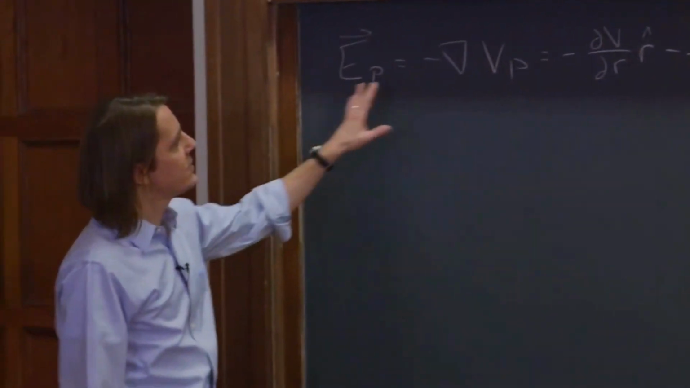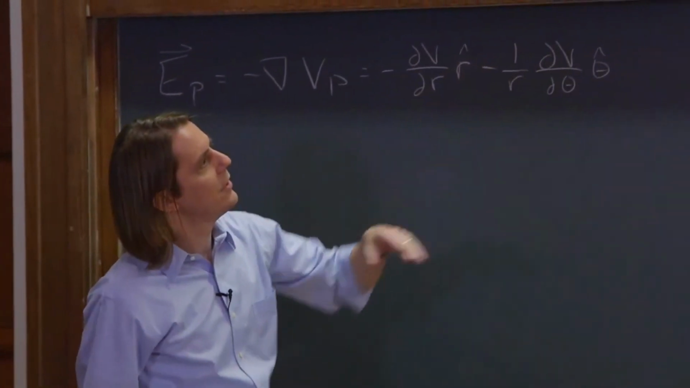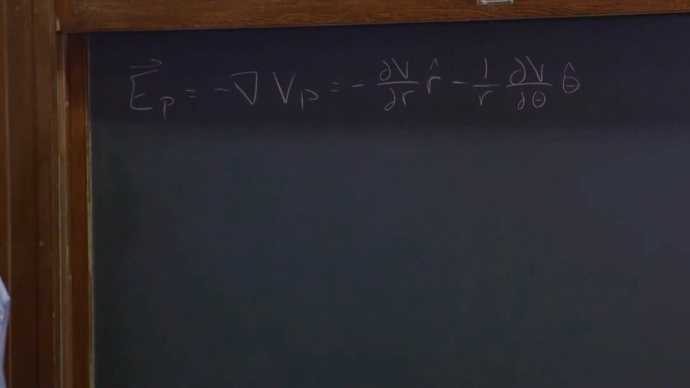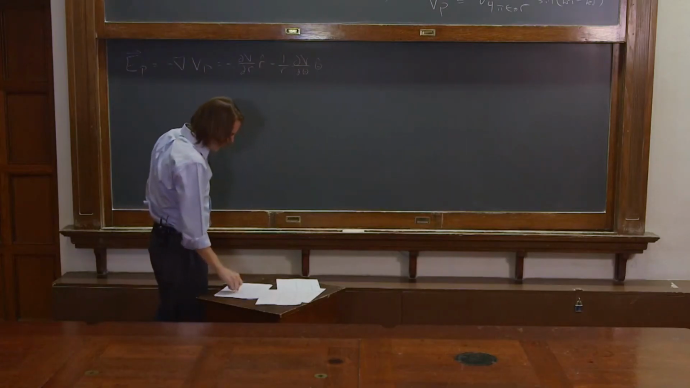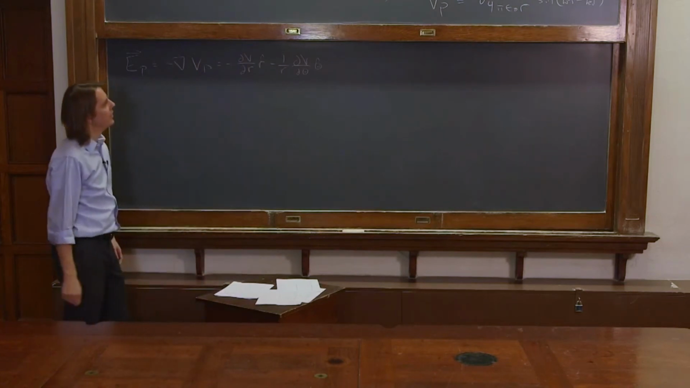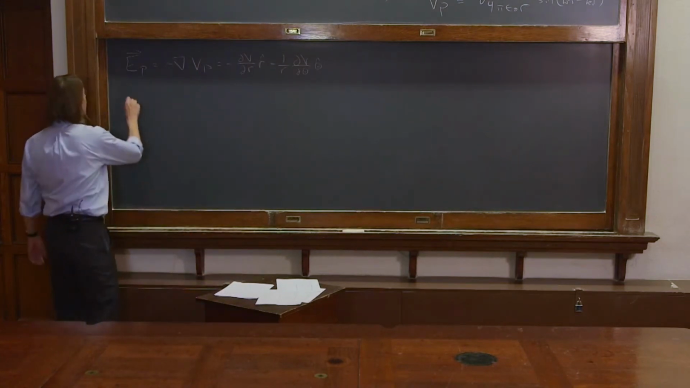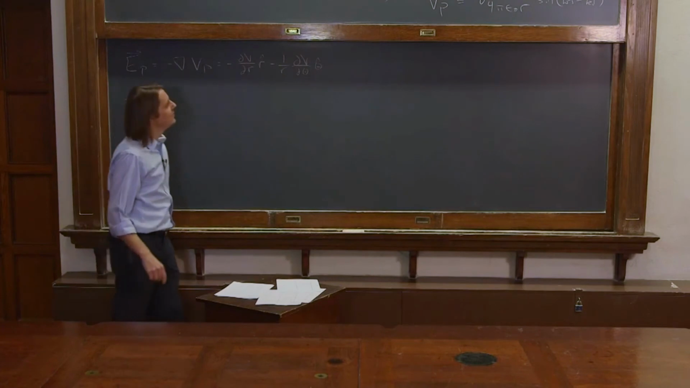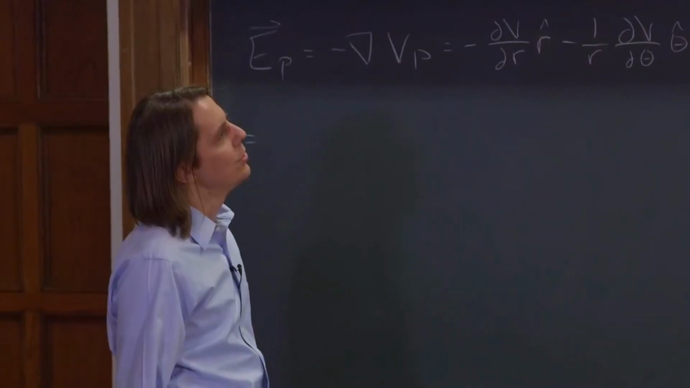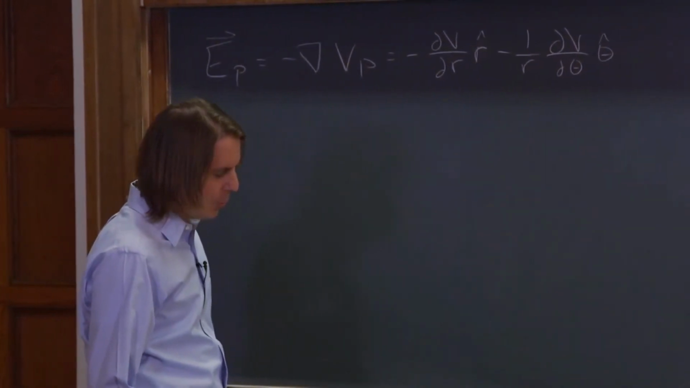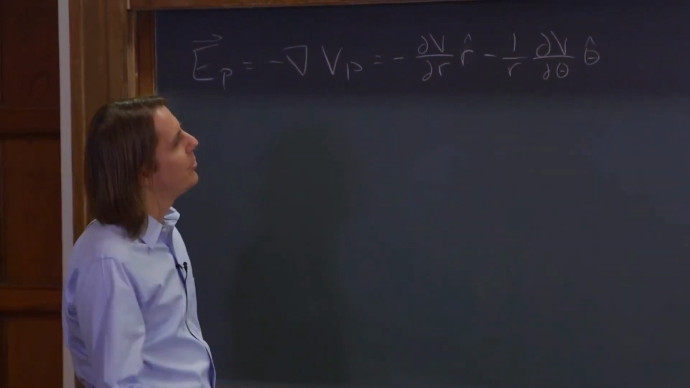Okay, so this is what we have to do to that to get the E field. Derivatives with respect to r and theta. Okay, well, let's just do that then. It's going to be equal to minus dV dr. So where all does r show up? Oh, it shows up twice. How wonderful. Okay, for the r derivative, let's pull out all the constants.